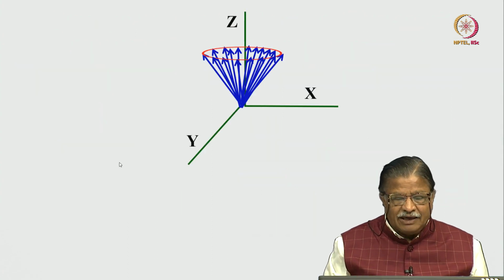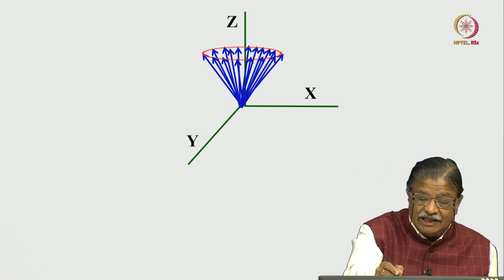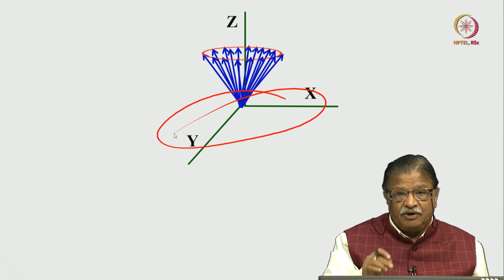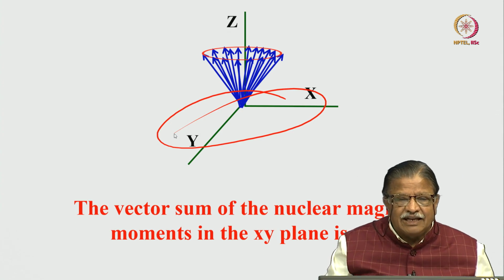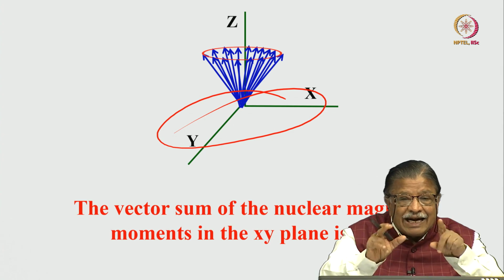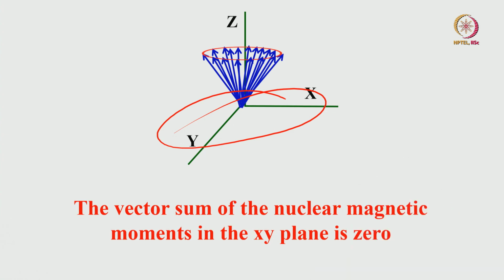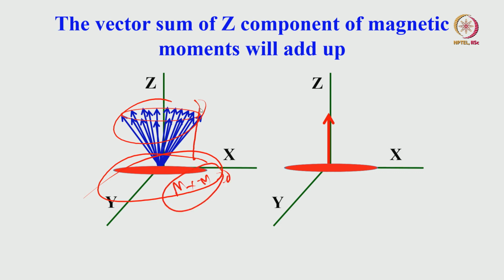But now what is the vector addition of all the nuclear spins? In the xy plane they are averaged to 0, but not along the z axis, they are in the same direction. The vector sum of the nuclear magnetic moments along the z axis will be added up, only in the xy plane it is 0. So when all the magnetization is added up, in the xy plane it is 0, no magnetization, mu x and mu y are 0, whereas along z everything is there.